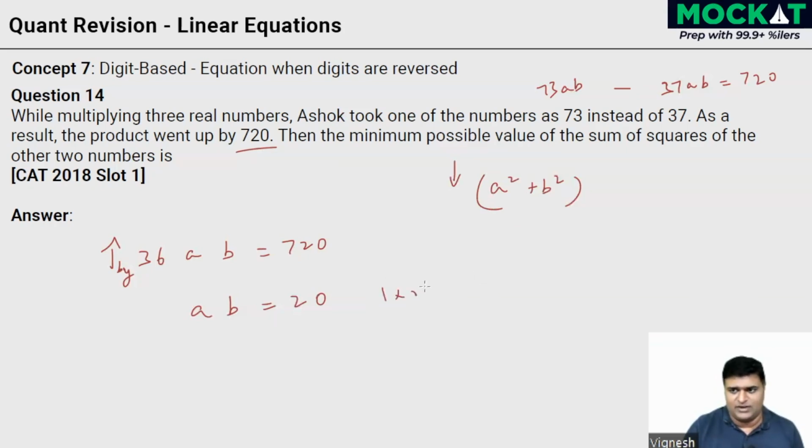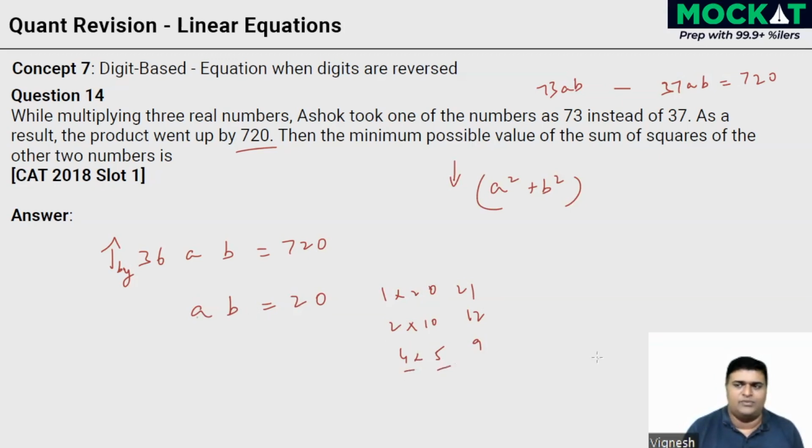A simple look at it: 1 into 20, 2 into 10, or a 4 into 5, right? As they get closer and closer, your 4 plus 5 was only 9, 2 plus 10 was 12, and 1 plus 20 was 21, right? As they get closer, the sum gets minimized. Sum of squares will also get minimized. So A and B have to be as close as possible to each other.